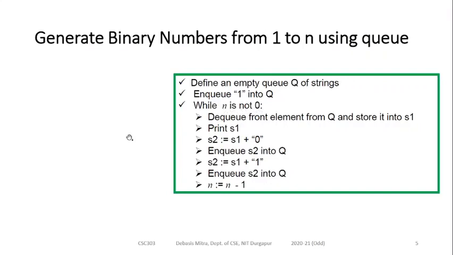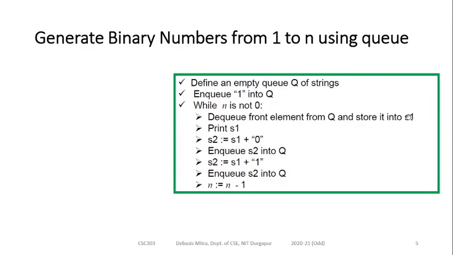Okay. So basically what we are doing repetitively, these steps is pretty simple. Every time we are dequeuing the front element, printing it out. Before that we are keeping a copy of that, and using that copy we are generating two more strings. One by appending a 0 at the end, another by appending a 1 at the end, and we will repeat this until and unless our n becomes 0.